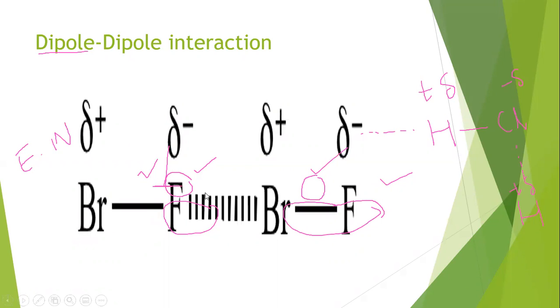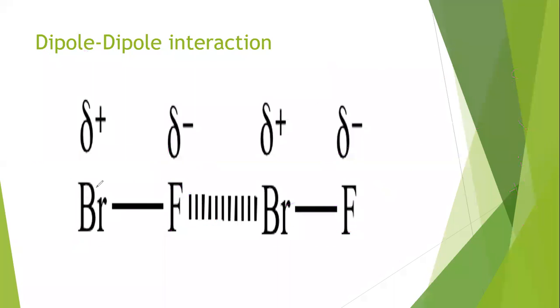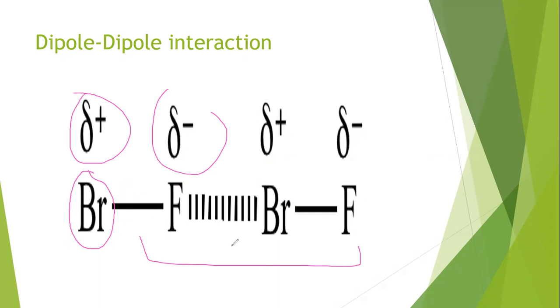In Br and F, there is also an electronegativity difference. Bromine is less electronegative as compared to fluorine. Due to that difference of electronegativity, bromine has a partial positive charge and fluorine has a partial negative charge. Due to these dipoles, these two molecules have intermolecular forces between them, and these intermolecular forces are basically dipole-dipole interactions, because dipoles are formed between the molecules due to the partial positive end of one atom and the partial negative end of another atom.